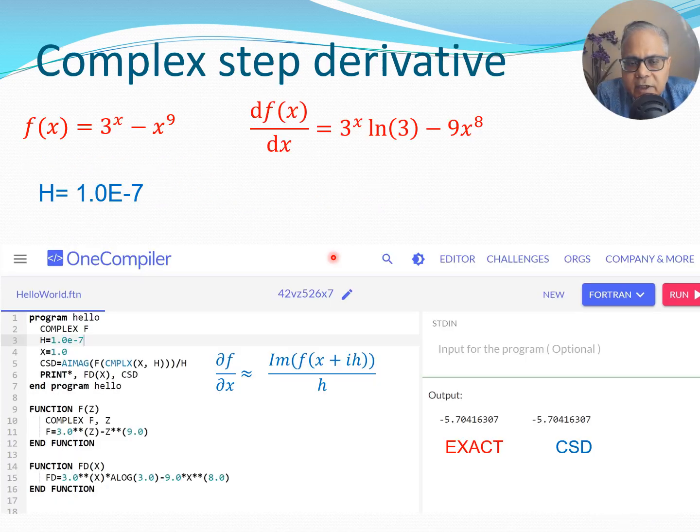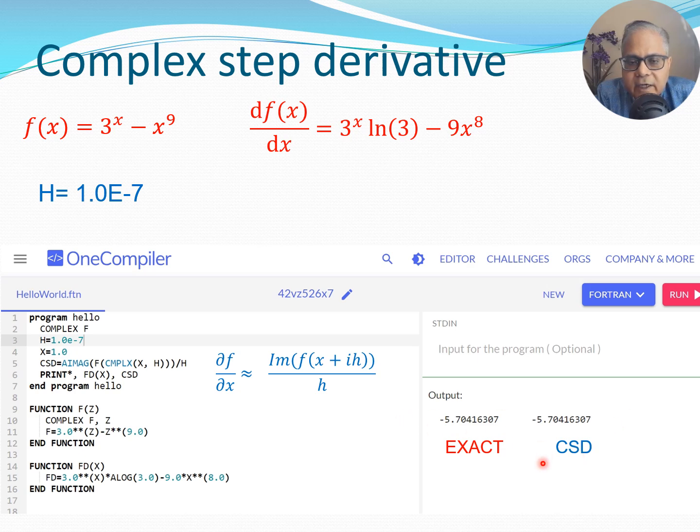Now let's take this and put it in the compiler, and I have put it here. Remember, h is 1e-7, and in this particular case we have coded in the complex step derivative. Very simple code. The two functions are there. One function is calculating the function itself as a complex number, and the second is calculating the derivative of the function for comparison, and the complex step derivative is coded in here, which is essentially the translation of this math into Fortran. And you can see here that the exact and the CSD are comparing very well.